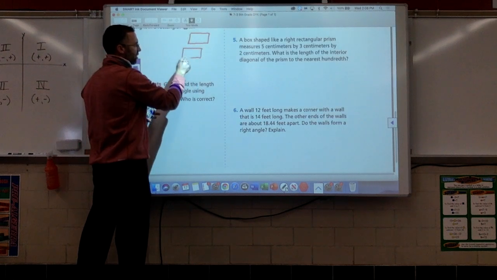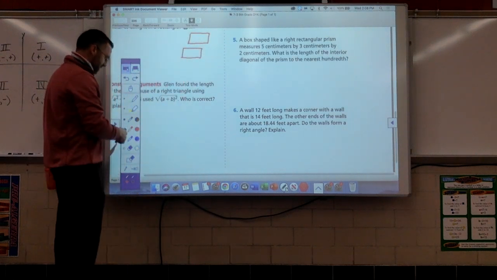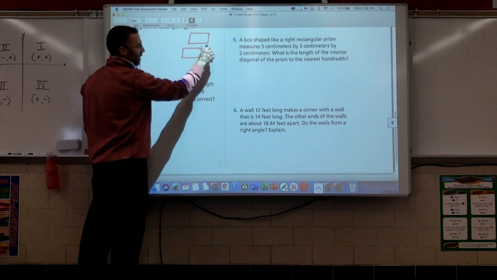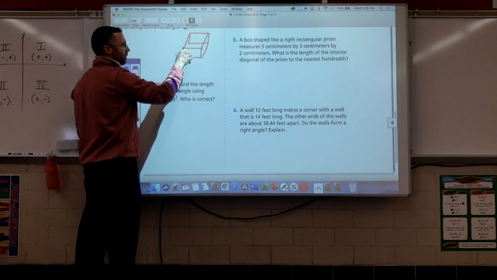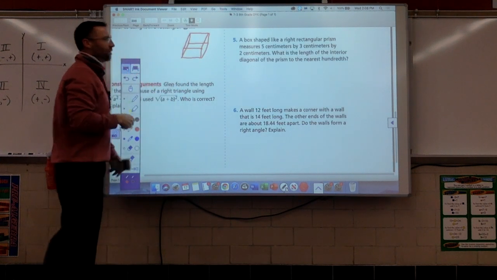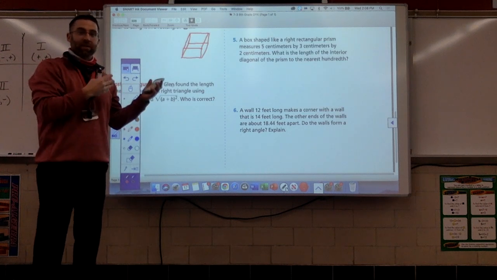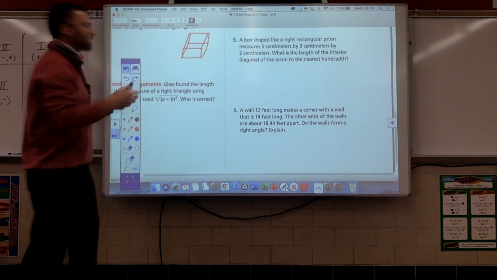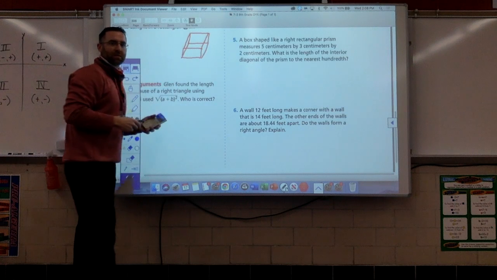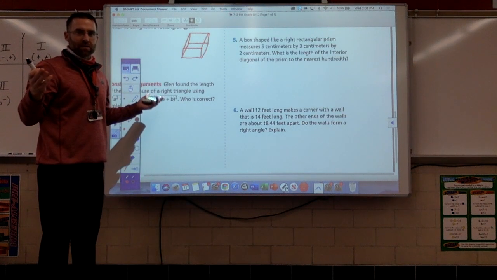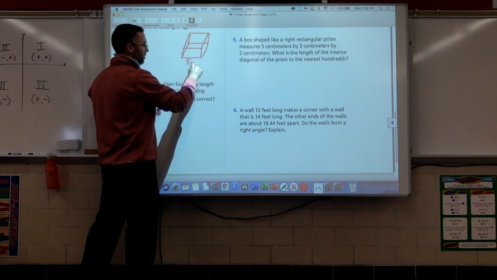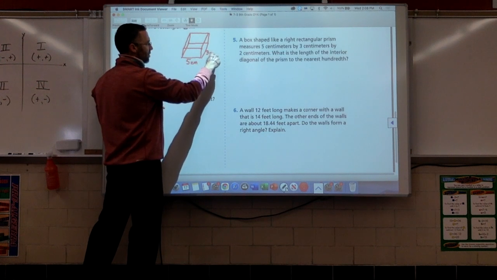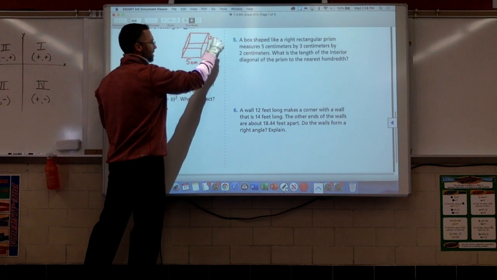Try and draw another one, just about the same size. Connect bottom right-hand corner to bottom right-hand corner, top right-hand corner to top right-hand corner, top left to top left, bottom left to bottom left. That's the best I can do. Do your best and forget the rest. 5 centimeters by 3 centimeters by 2 centimeters.